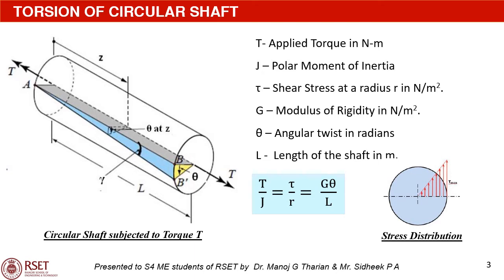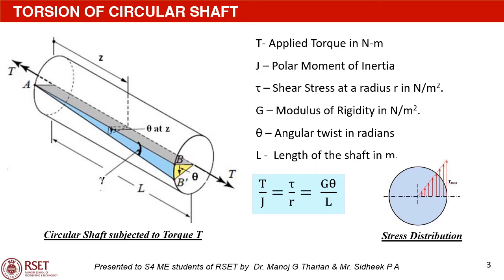Let J be the polar moment of inertia. For a circular section, the polar moment of inertia is given by pi d raised to 4 by 32. G be the modulus of rigidity of the material.